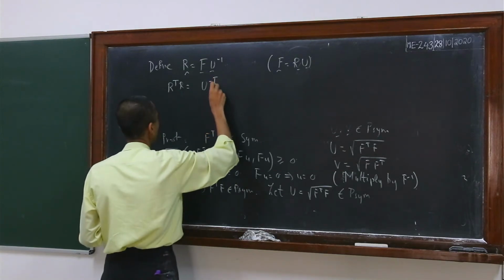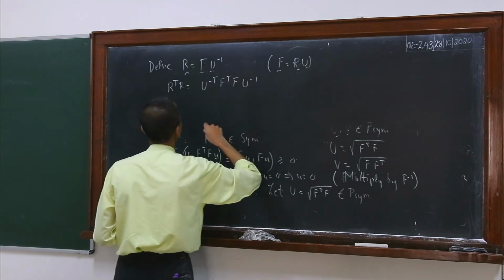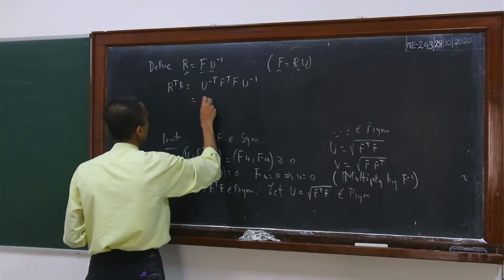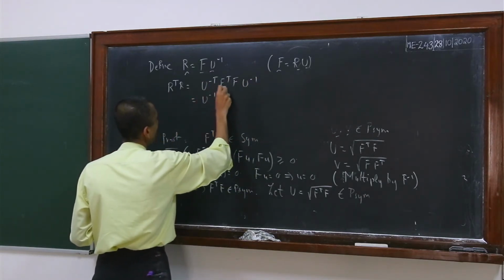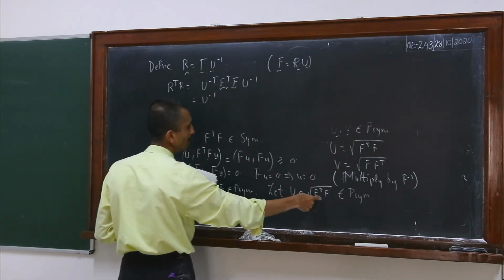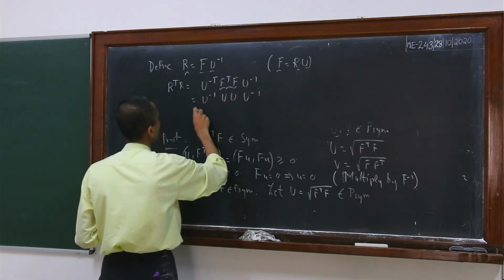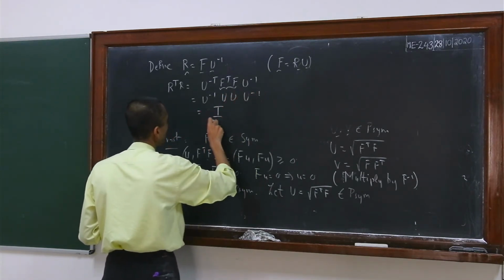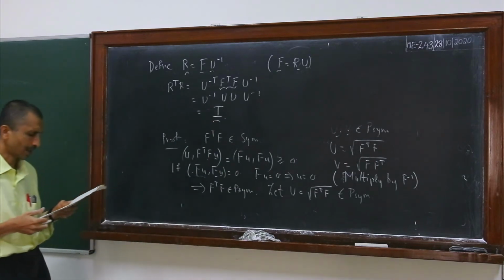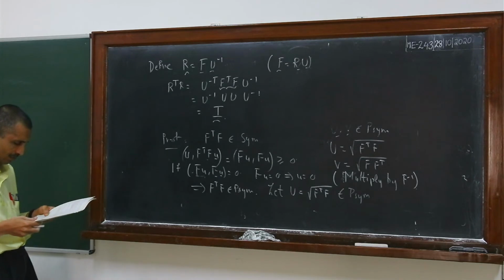So let me first write it like that: U inverse, then F transpose, then F times U inverse. U inverse transpose is U inverse itself, and this F transpose F is nothing but U squared, because U is F transpose F. So this is U times U inverse, which is equal to the identity tensor. So you can see that R transpose R is identity here.